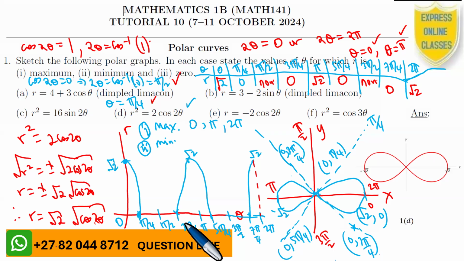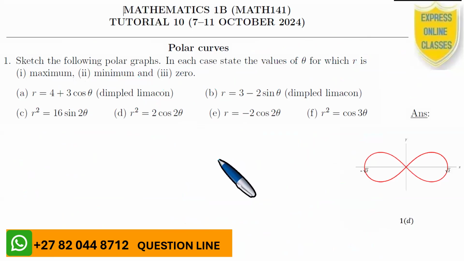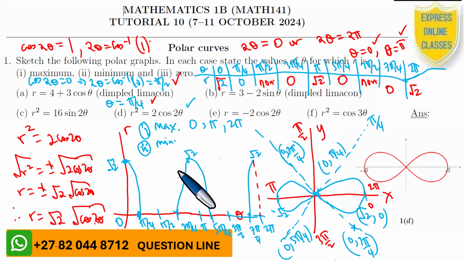Okay, so we're saying the minimum. Where will the minimum occur? Obviously, the minimum for this is the negative square root of 2, which happens at pi. That is where you have negative square root of 2, which is the smallest radius. And then now you have the 0.